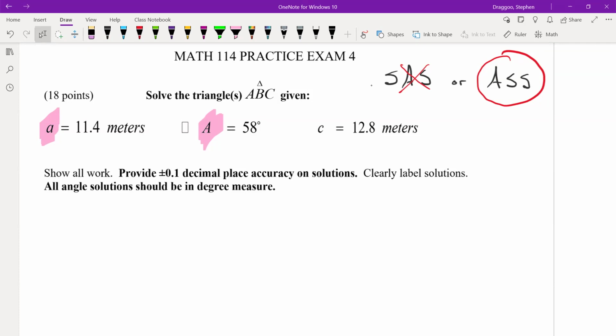Correct. And you could also solve using the law of cosines instead of the law of sines. Yeah, so the tricky kinds of triangles are the ones where we know two of the sides instead of two of the angles.